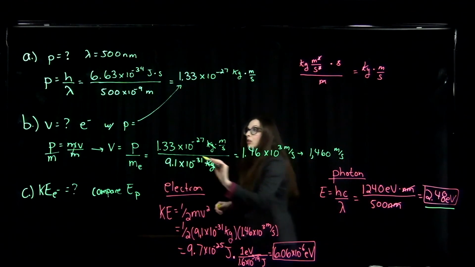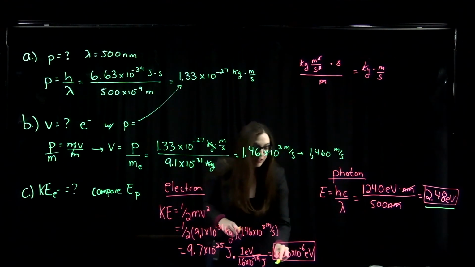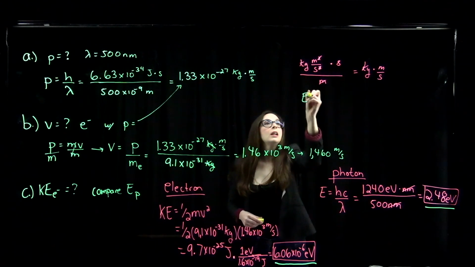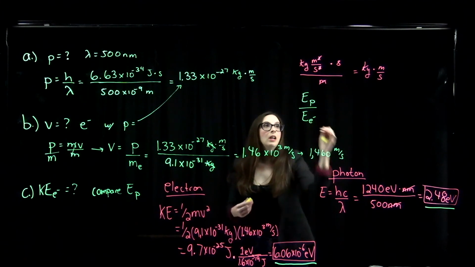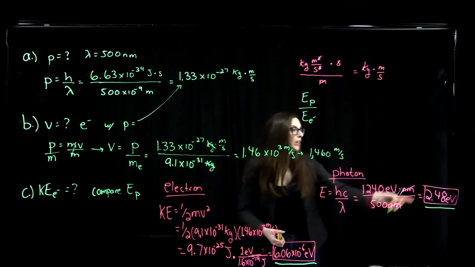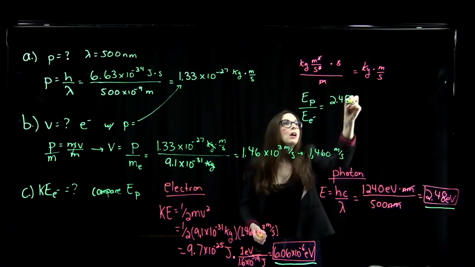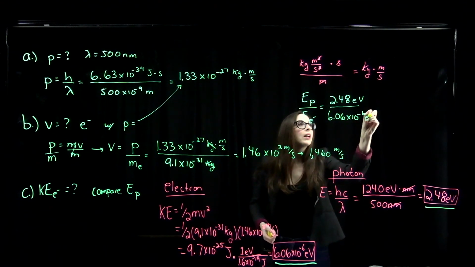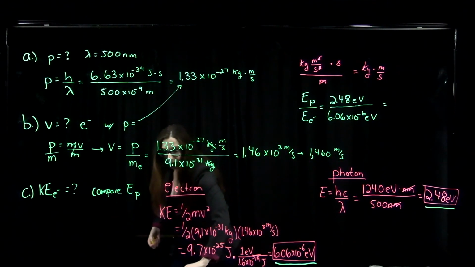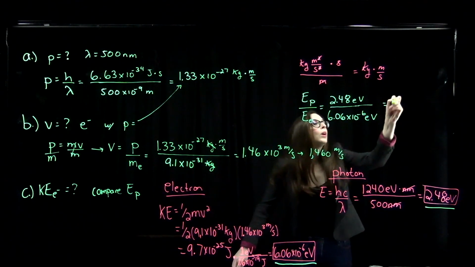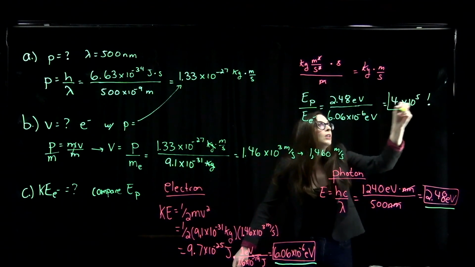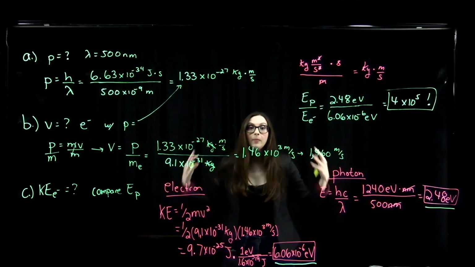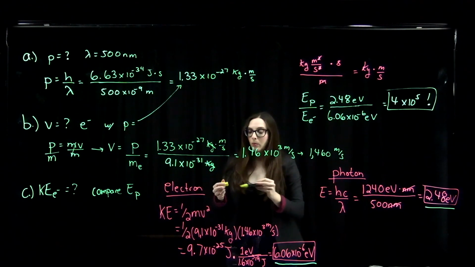Wow. So we have the energy of my photon with the same momentum, 2.48 electron volts. The energy of my electron with the same momentum, 6.06 times 10 to the minus 6 electron volts. So if I divided E photon over E electron, the energy of my photon divided by the energy of my electron, 2.48 electron volts divided by 6.06 times 10 to the minus 6 electron volts, I will find that there's a difference of magnitude 4 times 10 to the 5. So the energy of my photon with the same momentum is 4 times 10 to the 5 times greater than the energy of my electron with the same momentum.